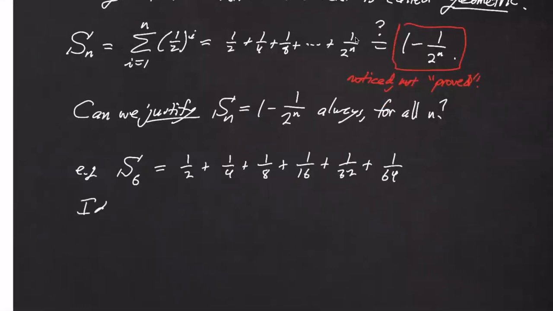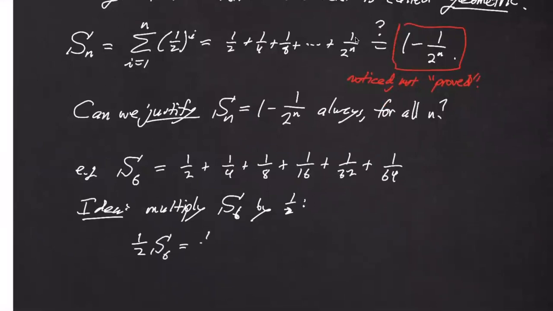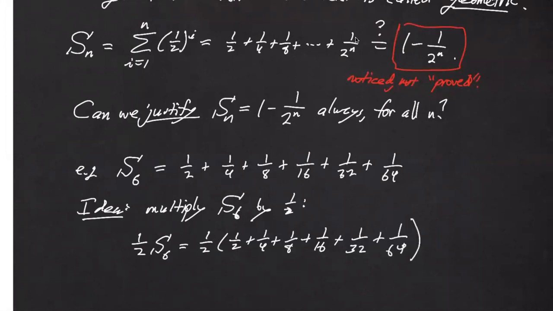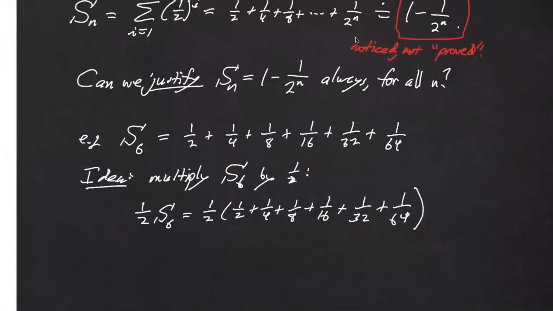Multiply S6 by a half. So I'm not actually summing. I don't want to actually sum these terms, but I want to multiply by a half. So that's a half times a half plus a quarter plus an eighth plus a 16th. See why I didn't want to go up to 2 to the 10th. But then here's what you want to do. You want to actually multiply through, right? You want to distribute. So a half times a half plus a half times a quarter plus a half times an eighth plus a half times a 16th.